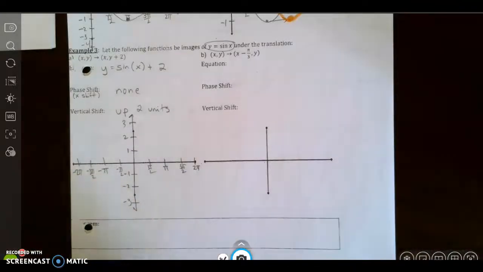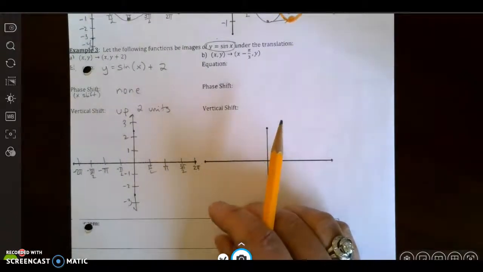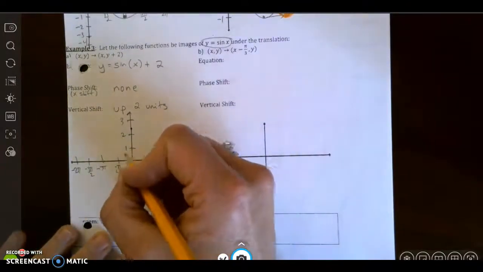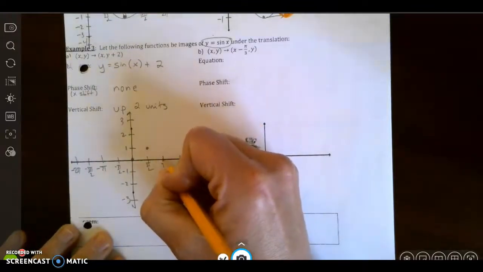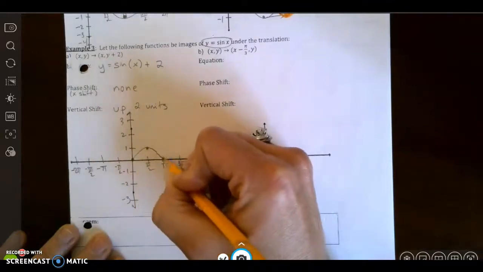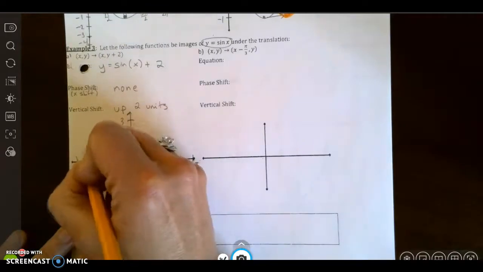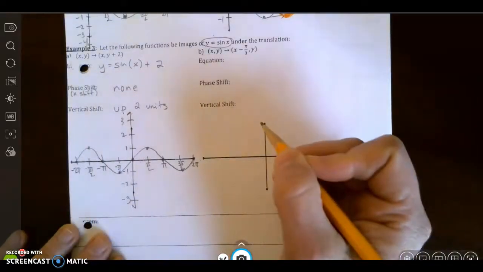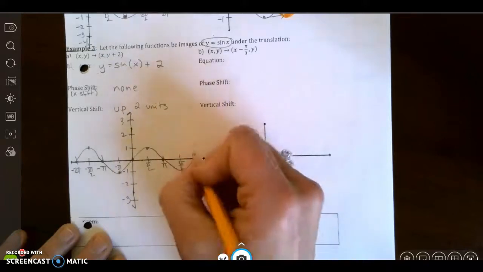So let's go ahead and graph this function. First, we'll go ahead and graph the original sine curve. And the original sine curve, as we know, starts at 0 and travels up to 1, back to 0, -1, and 0. And then goes the other direction. So there's my original sine curve. And remember that the axis here is y equals 0.